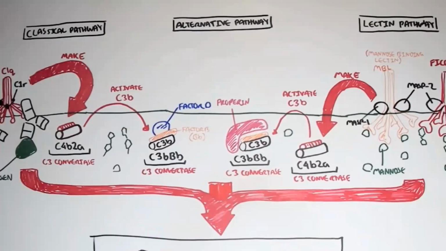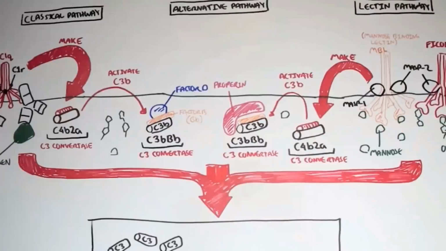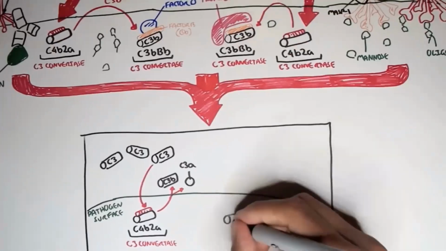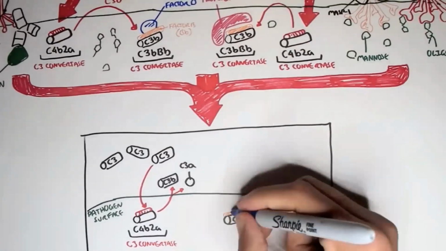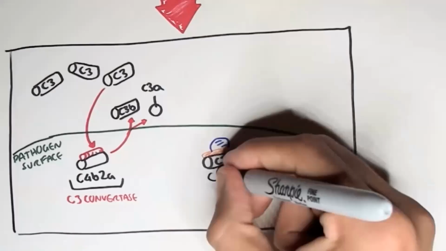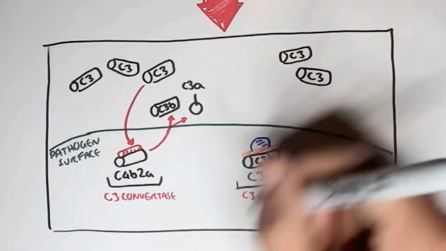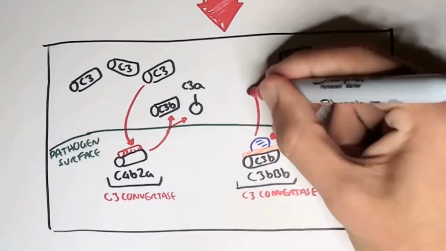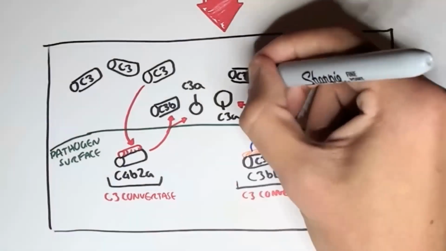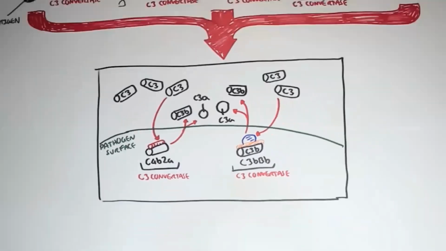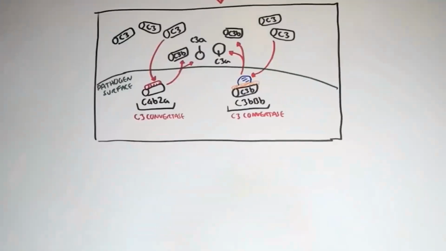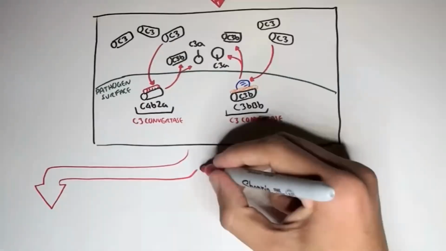So as you can see, the alternative pathway enhances the classical and lectin pathway, or the classical and lectin pathway enhances the alternative pathway. But all these pathways, the classical pathway, the alternative pathway, and the lectin pathway, all form a C3 convertase. And what a C3 convertase does is that it activates the C3, which basically splits a C3 into a C3a and a C3b. So this is the main thing to take in.